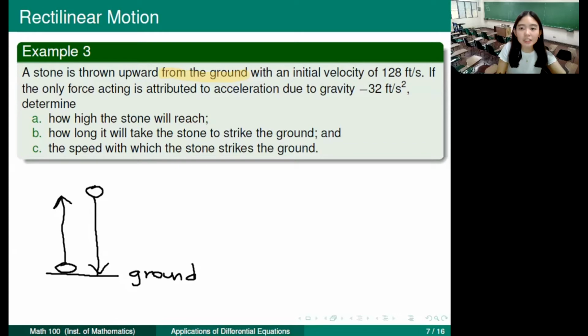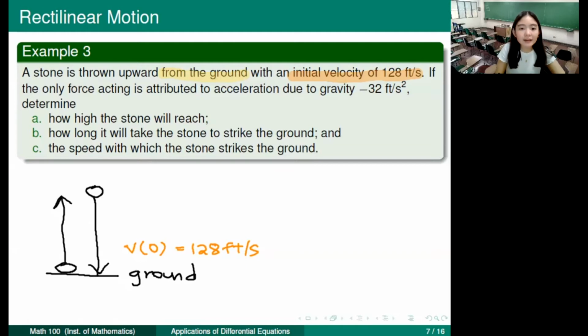Dito, sabi, ang initial na velocity ng ating stone is 128 feet per second. I'll use our usual notation for the velocity function, v. Okay, and initially daw 128, so at time t equals 0, in fact, ang kanyang initial velocity ay 128 feet per second. That's one condition na sinasatisfy ng ating stone.